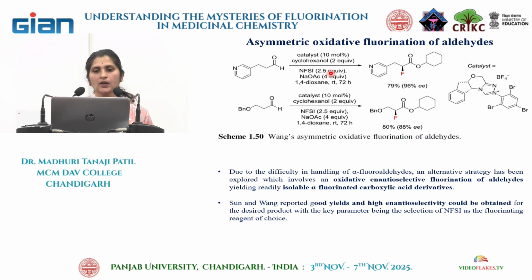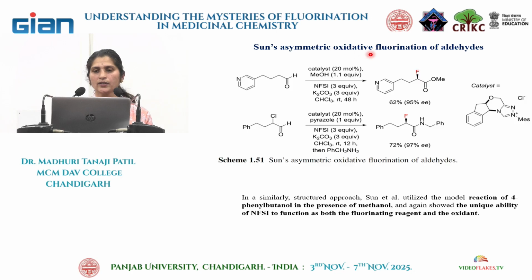Okay, so asymmetric oxidative fluorination of aldehydes. Again we are seeing asymmetric oxidative fluorination. Here the aldehyde group is also getting converted into carboxylic acid and further it will form ester, and you are also getting fluorination at the alpha position of this carbonyl compound. This can be done by using again NFSI, this kind of reagent, and you have to use a catalyst like this. Whenever you want to do asymmetric fluorination, you have to use some chiral auxiliary, so that kind of catalyst you have to use here.